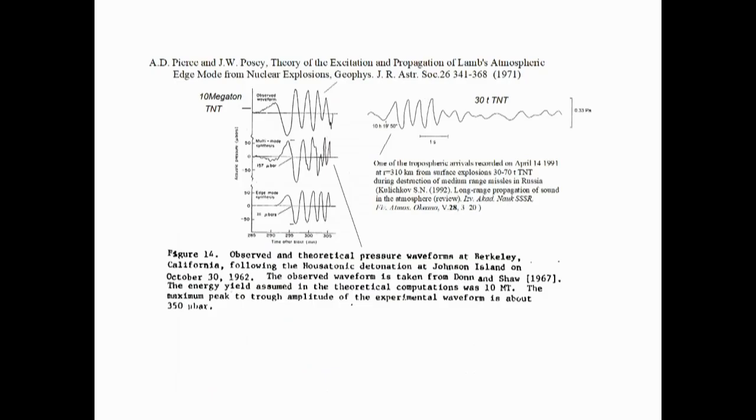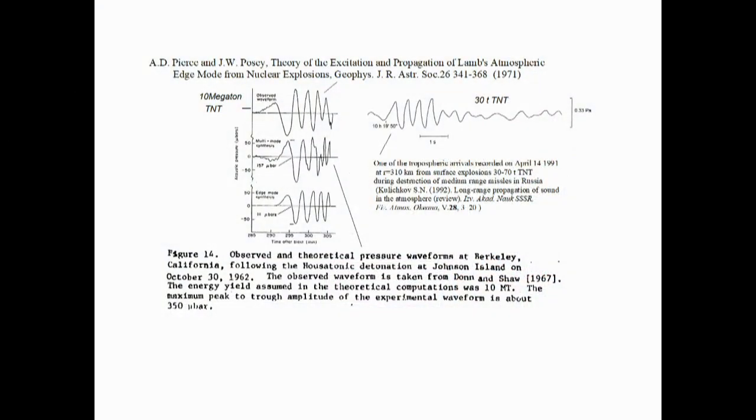And this is confirmed by the comparison of the waveform of the signal from a surface explosion of 30-ton TNT, which was recorded at a distance of 310 kilometers from the source. The waveform is shown at the right. And at the left, we see the observed form of the Lamb mode generated by nuclear explosion at a distance of several tens of thousand kilometers. We see the similarity of these waveforms, which means that we can model the propagation of nuclear explosion by using surface explosion in the tropospheric waveguide.